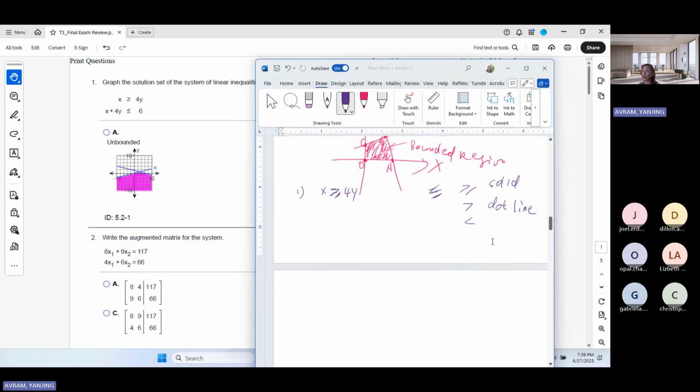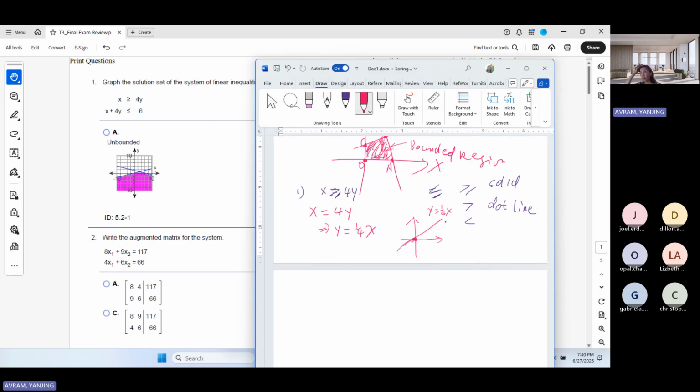So how do I graph? We always graph the equation first, and then use a testing point to test which side is the correct part. So basically, I will graph x equal to 4y first. If I solve this one right here, y will be 1 over 4 x, right? And you can see what 1 over 4 x looks like. When x is 0, y will be 0, passing through 0 and 0. This is y equal to 1 over 4 of x.